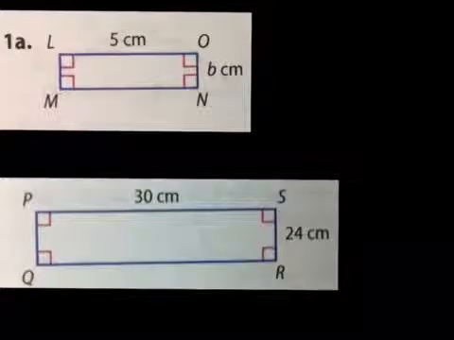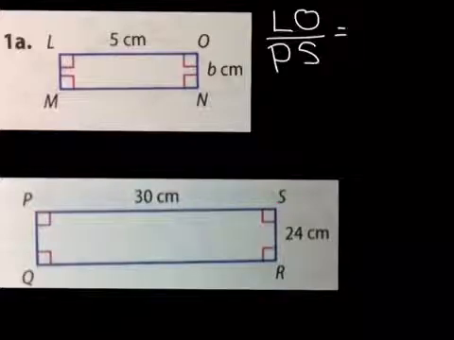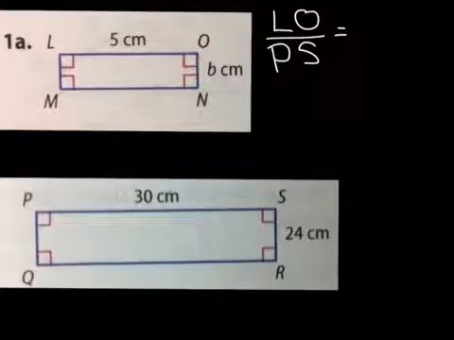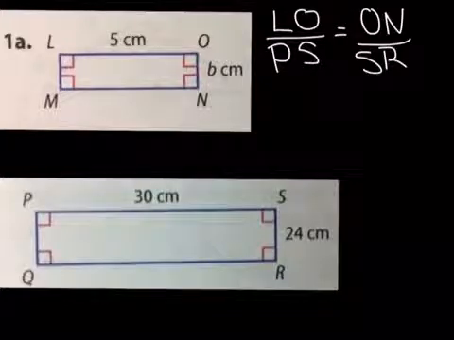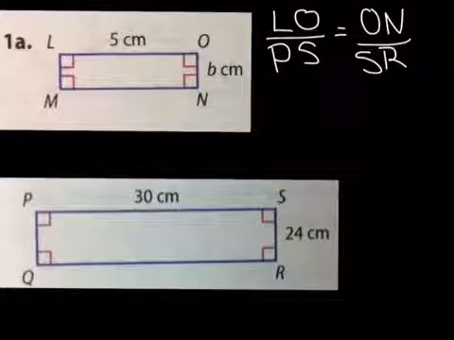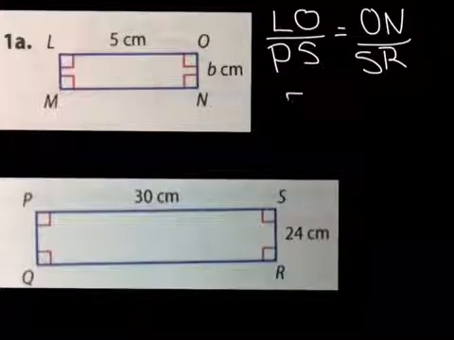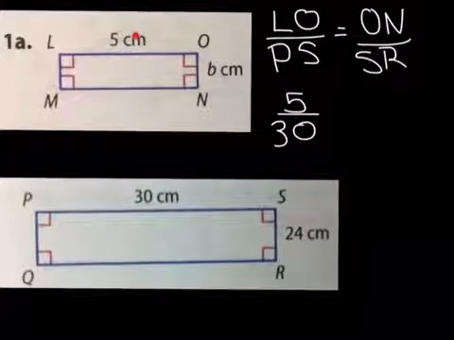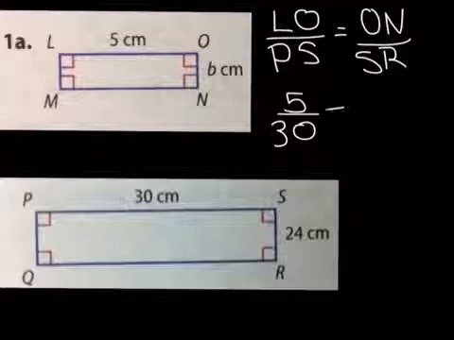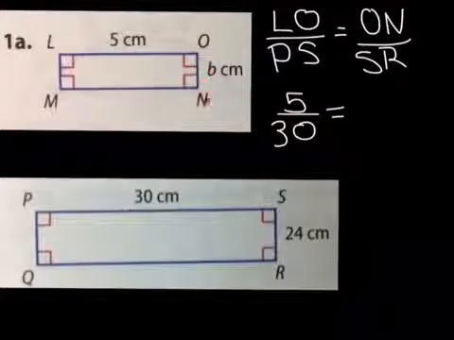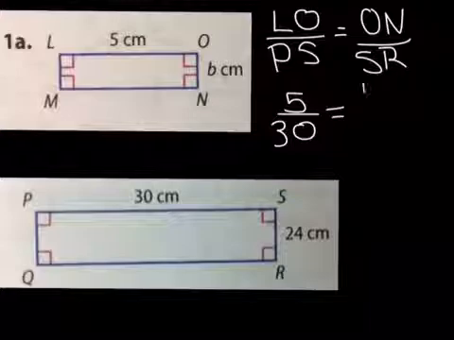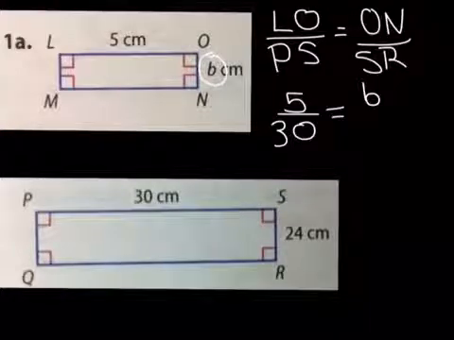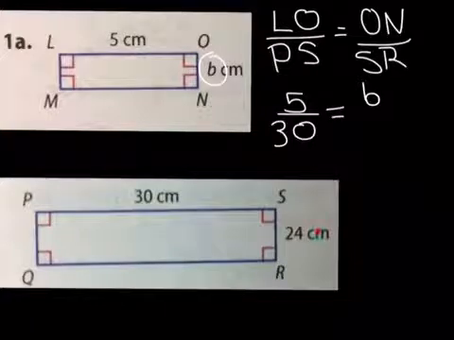Okay, so let's try 1A. In 1A we have two similar figures. We have this figure to this figure, and we see that LO is corresponding to PS, and side ON is corresponding to SR. So now we can go ahead and replace these variables. Side LO is 5 over PS is 30. See that? Here's our 5 and here's our 30. And that equals ON. We don't know what ON is, so that's going to be our B, and it's over 24.